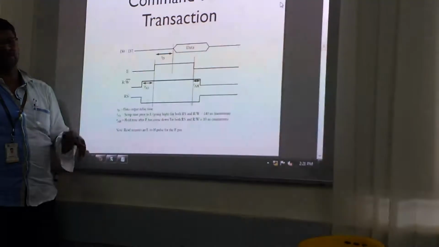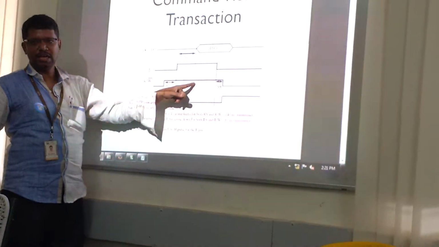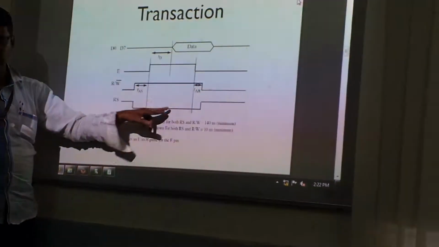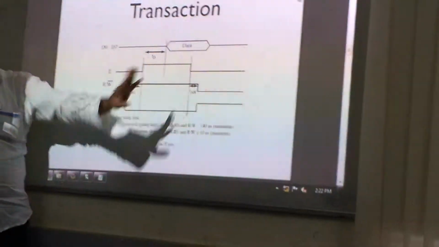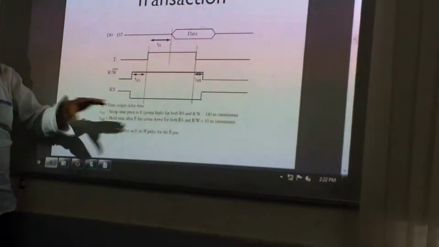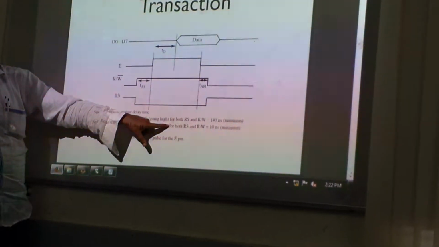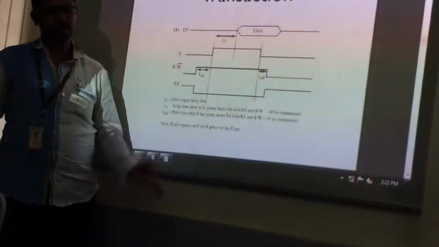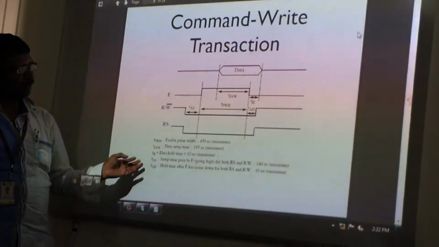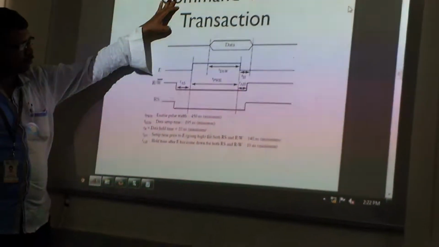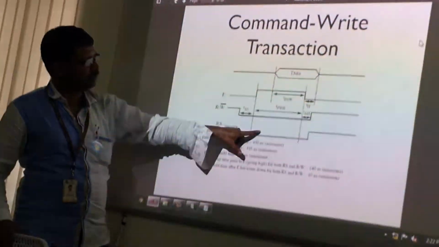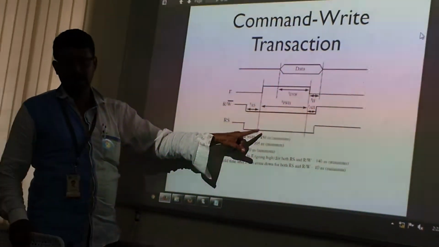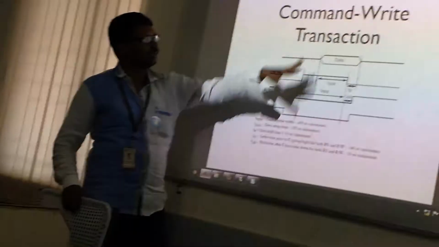When will it be accepted? When the read-write line is high, it will be accepted. When RS, register select, is low, it will transfer it to the command register. If these three conditions are satisfied, then the required data will be transmitted. Next, command write. For this instruction, when enable is 1, read-write is low, and register select is low, the write operation will occur.